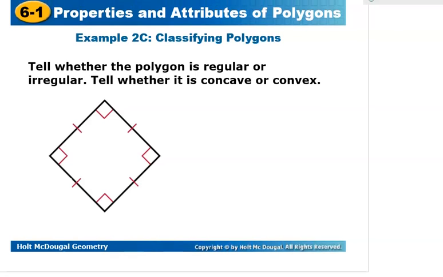Okay, is this regular or irregular? Well, all the side lengths are the same, making it equilateral, and all the angles are the same, making it equal angular. So this is a regular polygon. This is actually a square. Now, is it concave or convex? Well, I don't see it caving in anywhere. If I were to connect these vertices, they're all on the inside. Those diagonals are on the inside, so it's convex.